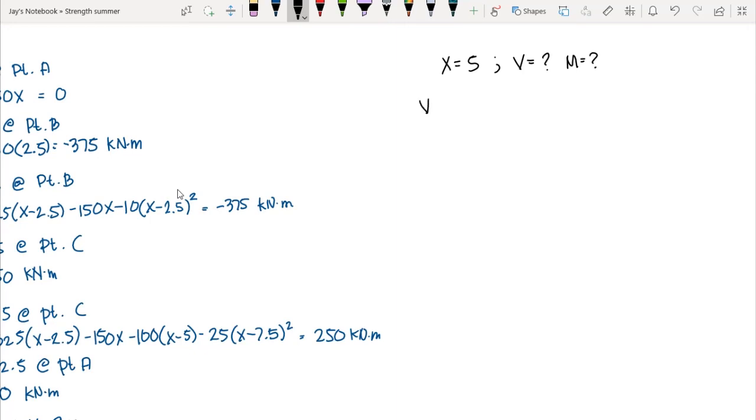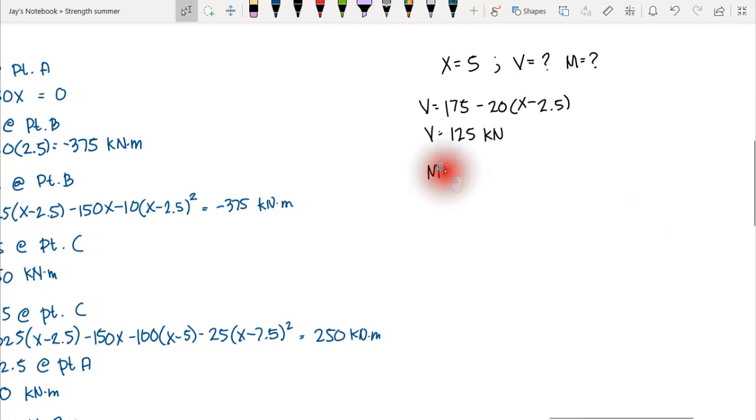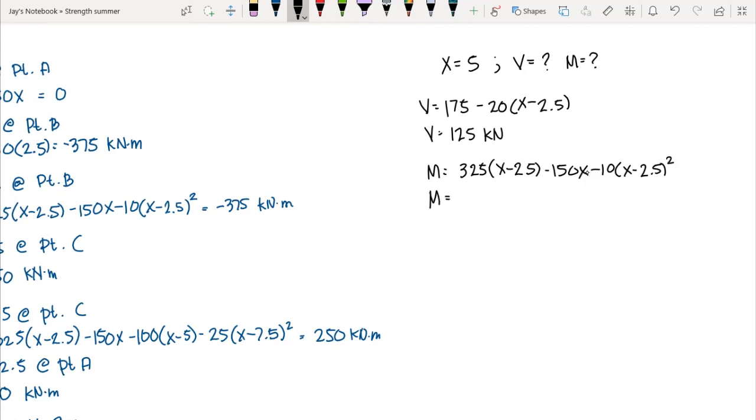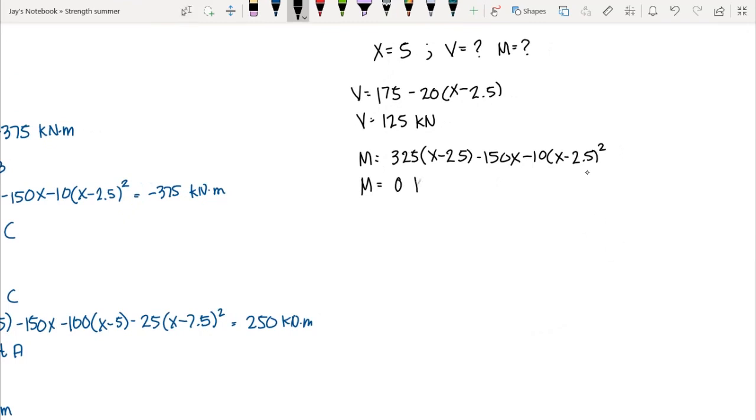So we have the shear equation at B to C, that is equal to 175 minus 20 times x minus 2.5. So we set x equal to 5. So therefore, we could have the value of 125 kilonewton. And for the moment, we have the moment equation, that is 325 times x minus 2.5 minus 150x minus 10 times x minus 2.5 squared. So we set x equal to 5. So we have our moment, that is equal to 0 kilonewton meter.